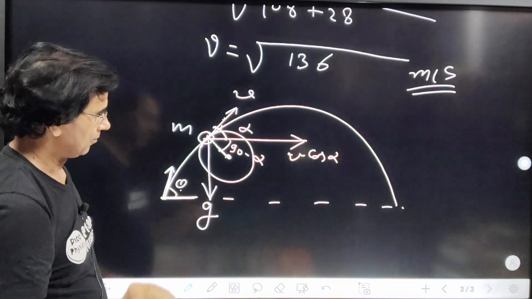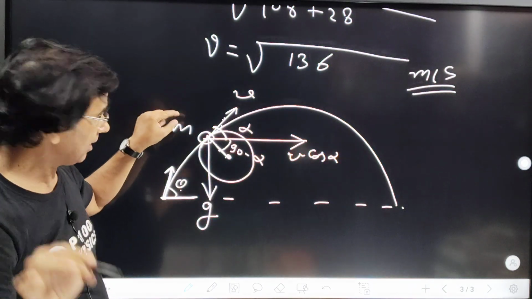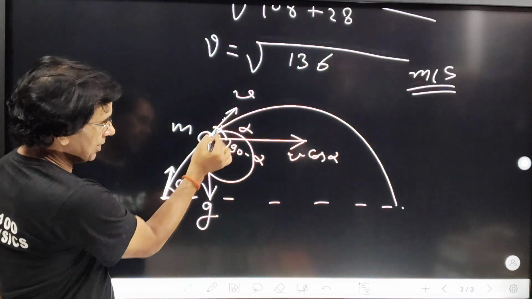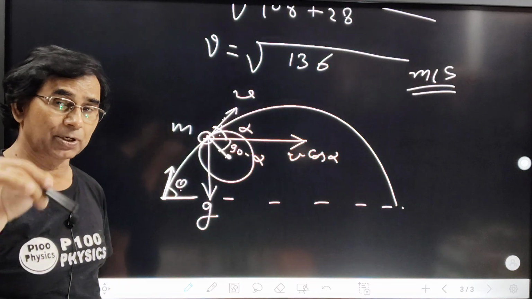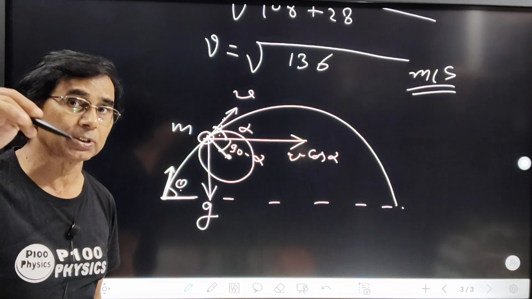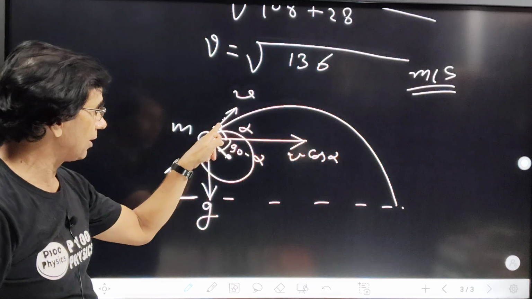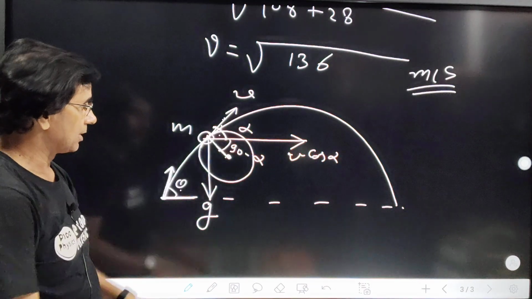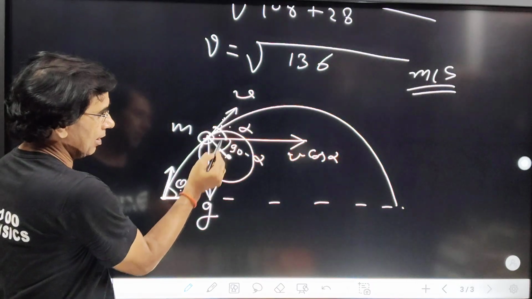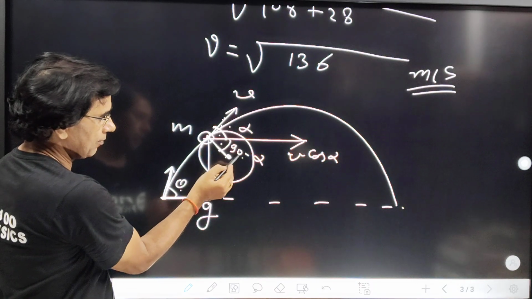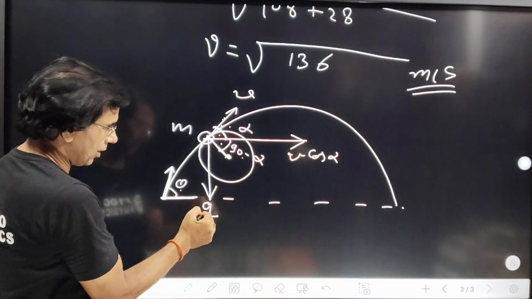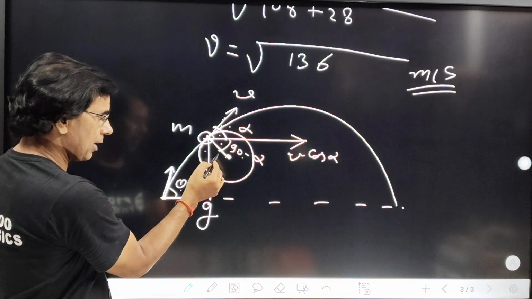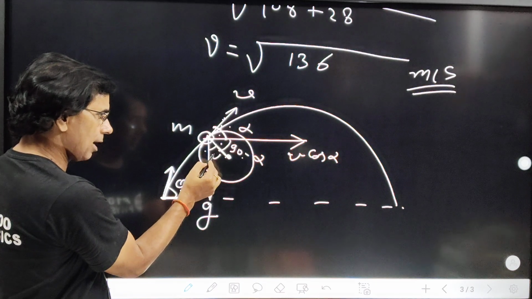It is clear. This is alpha. The angle between the tangent and the radius is always 90 degrees, and since this is taken as alpha, this angle will be 90 minus alpha. And since the horizontal line and the vertical line are again perpendicular, ultimately this will be alpha.